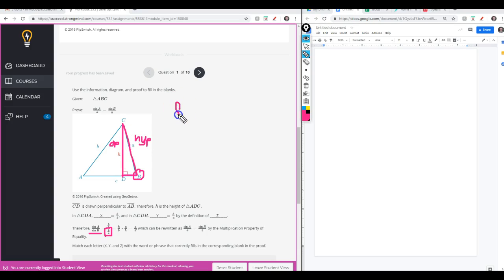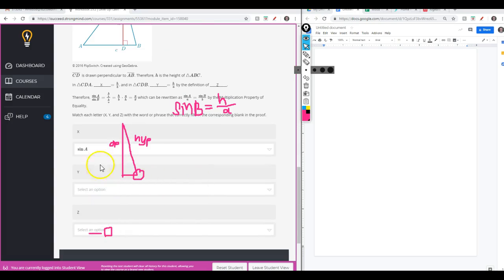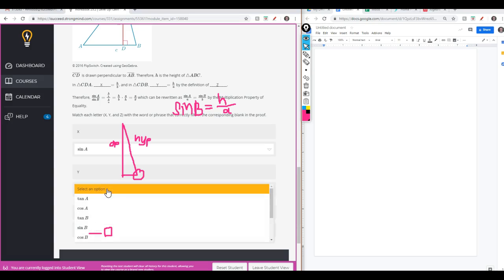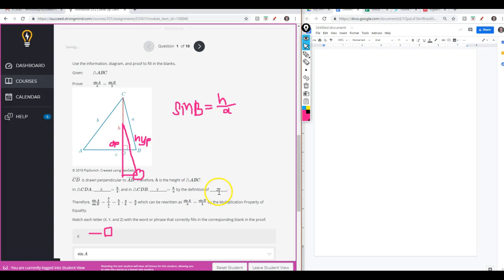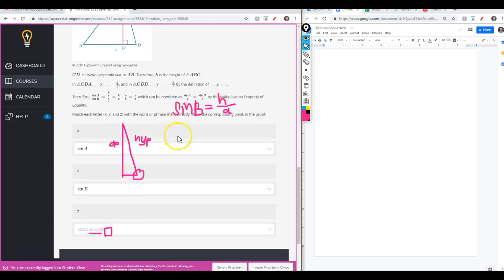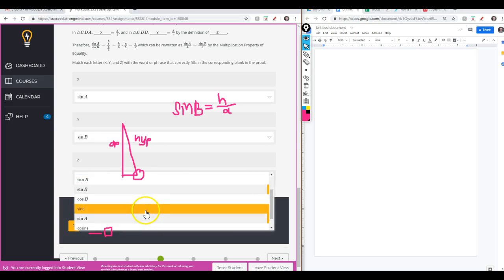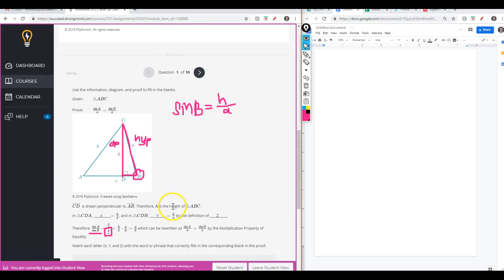So if we were to write it out, sine of angle B really does equal the opposite side length, which is H, divided by the hypotenuse, which is little a. So the blank Y is sine of B. Again, I used context clues and then I verified it. So we have sine of B by definition of, well, I'm using sine, so it's going to be by definition of sine. And that's what we would fill in the blanks for X, Y, and Z.